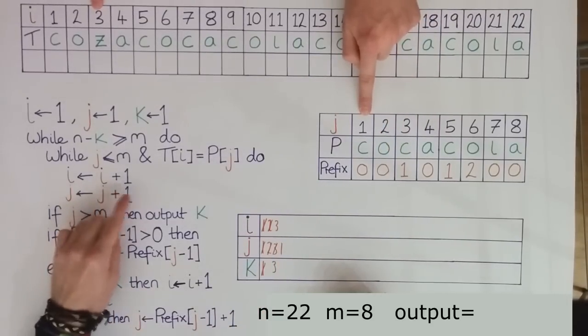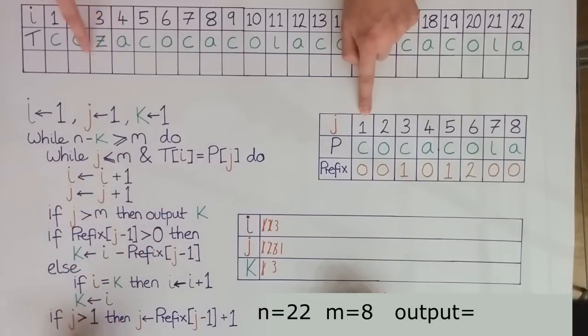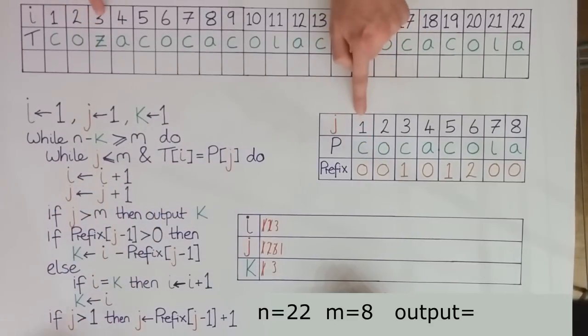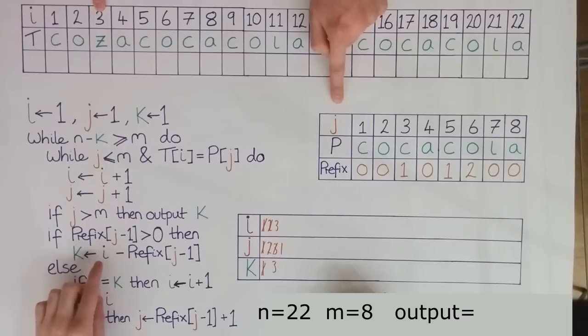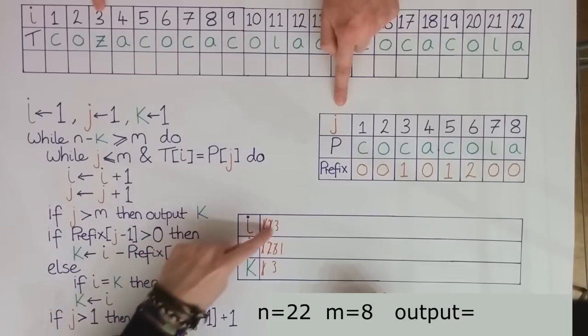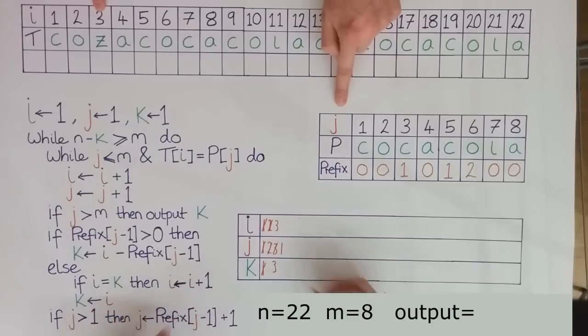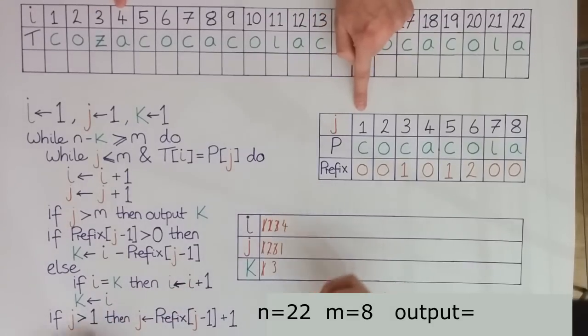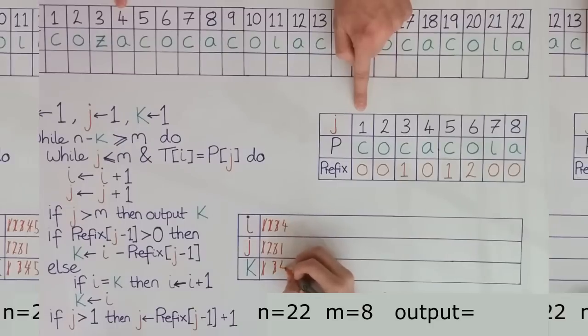j is still smaller than m. We can compare t of 3 to p of 1, which we can see are different. So we skip down to here. If the prefix of 1 minus 1, so the prefix of 0, this doesn't exist, so we skip to here. If i is equal to k, which it is, as they're both 3, then i is increased by 1, making it 4, and k is set to i, making that 4.